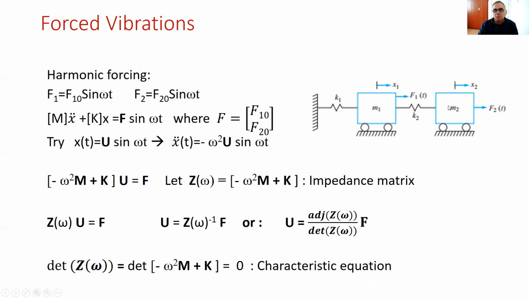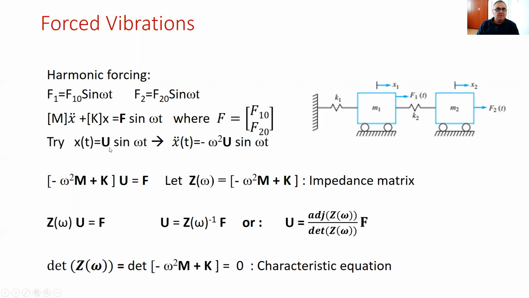So you have two masses, and there might possibly be two forces, one on each mass, but the forces are of the same frequency omega. If the forces are of different frequencies, you can use the principle of superposition, but let's leave that for the time being. Now, the equation of motion of the system will be m x double dot plus k x is equal to F sine omega t, where F is the force vector with the amplitudes F10 and F20.